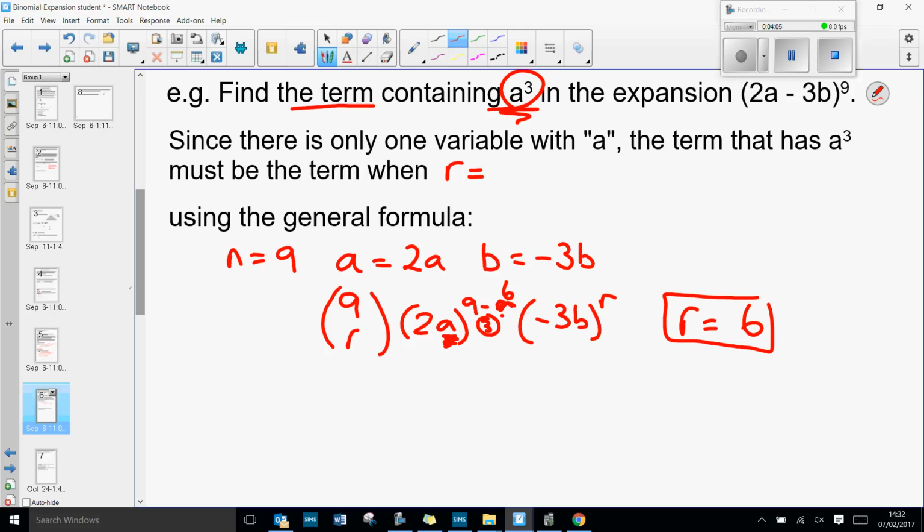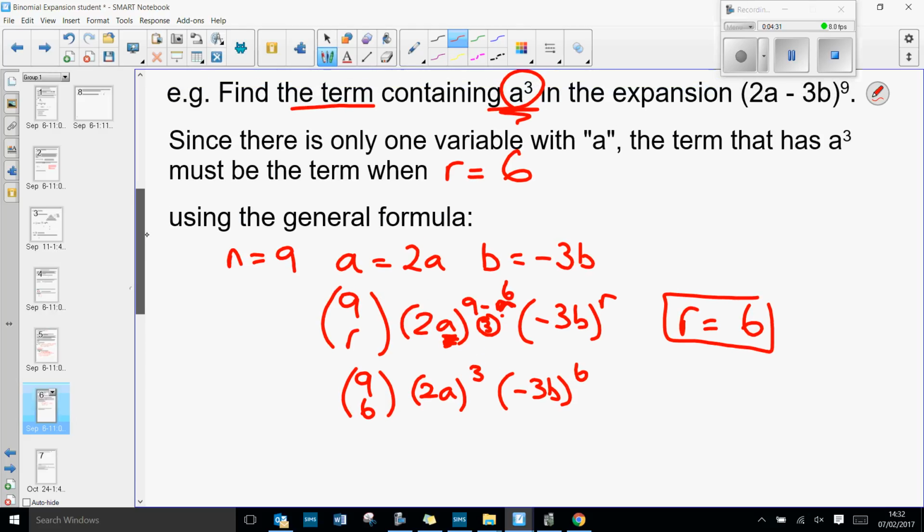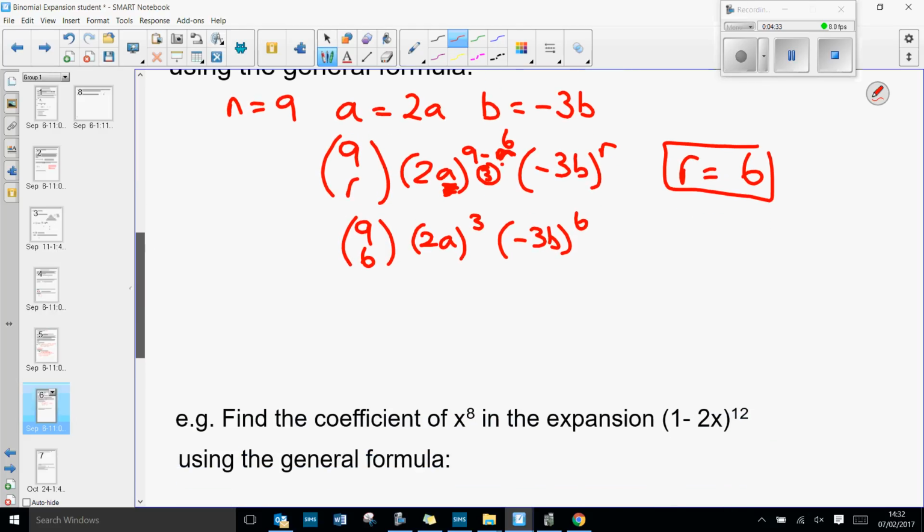So this is now going to change from 9Cr to 9C6, (2a) all cubed, (negative 3b) to the 6. And just put it in. Then all we need to do is find all these values. So we need to find 9C6, so we'll use our calculator to do that.